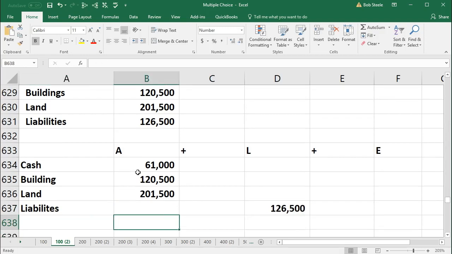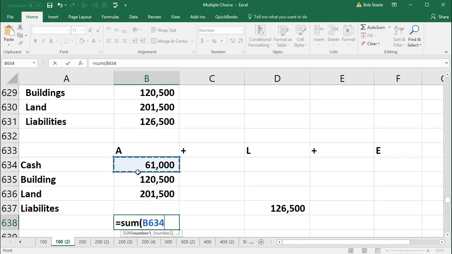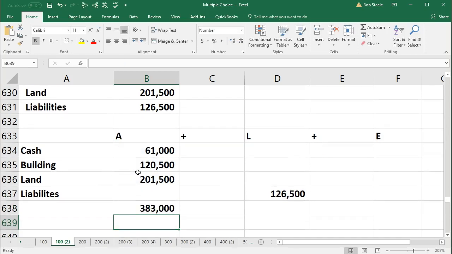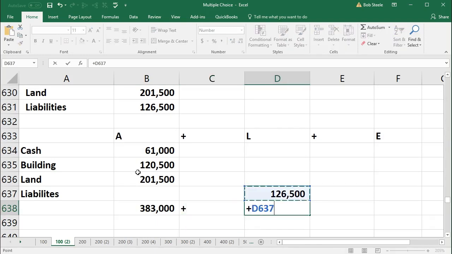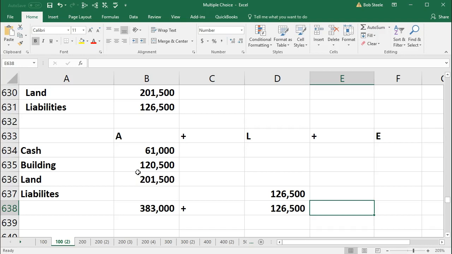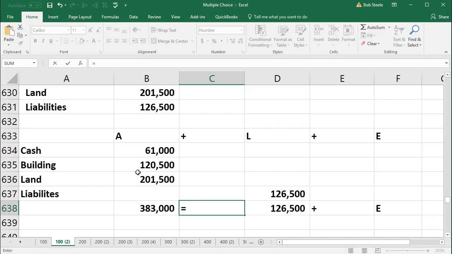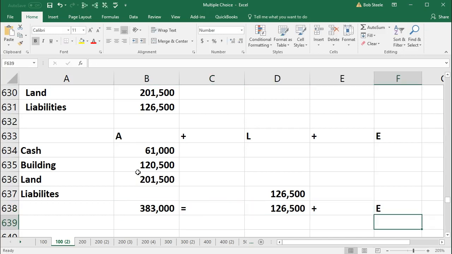And then if we were just to add those up, I'm using the sum function to do so. Just adding the $61,000, the $120,500, the $201,500 will give us the $383,000 plus the liabilities of the $126,500 plus the equity, and this should be actually equals. So here is our formula, and we're just going to be solving for equity, of course.